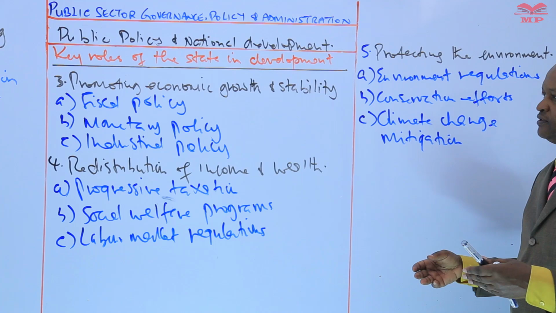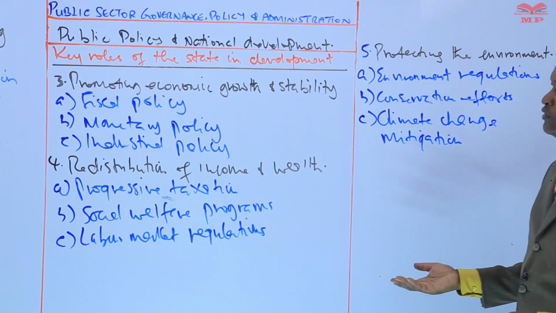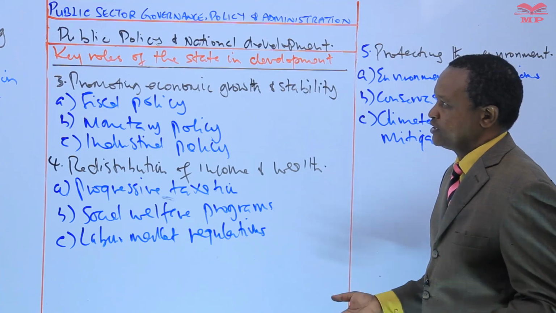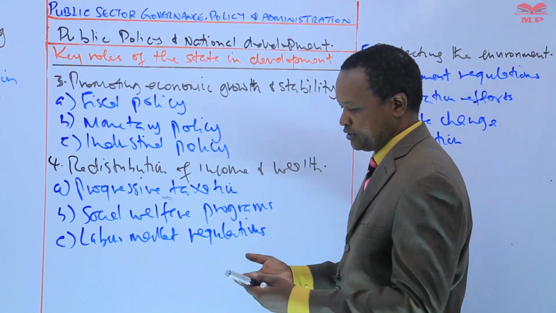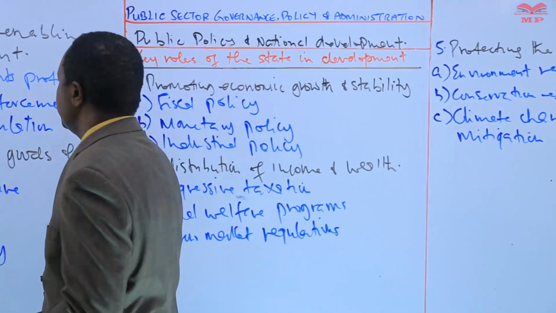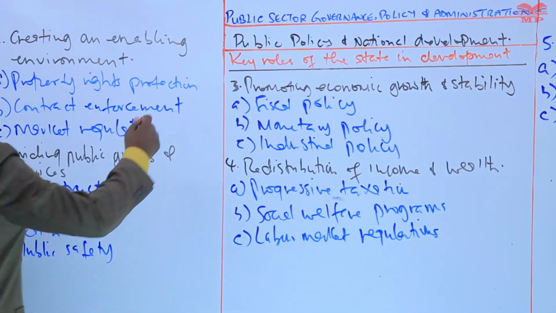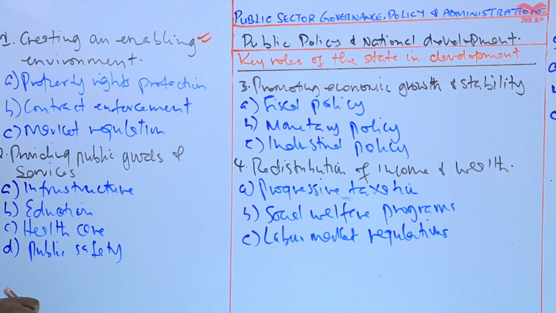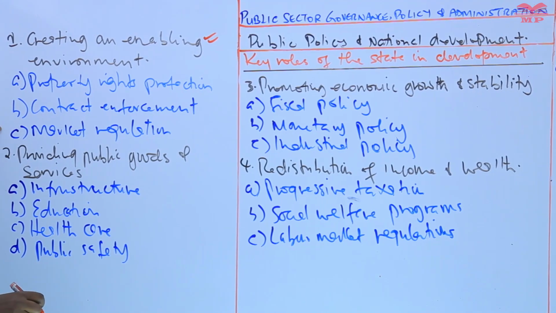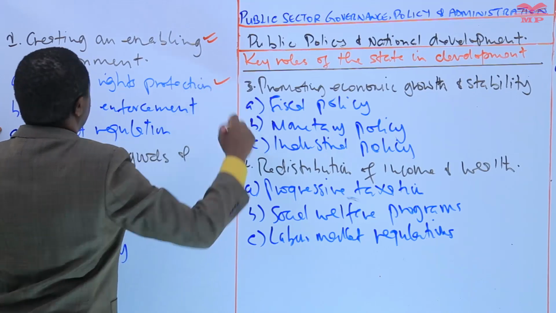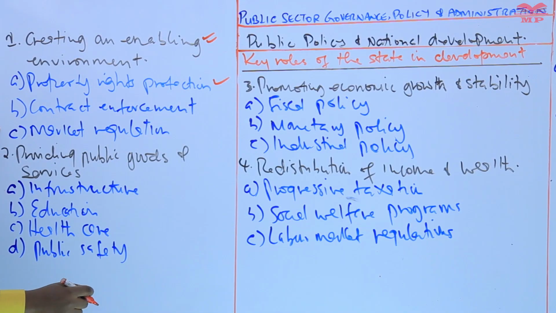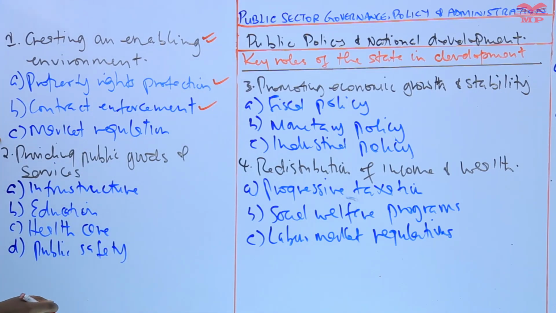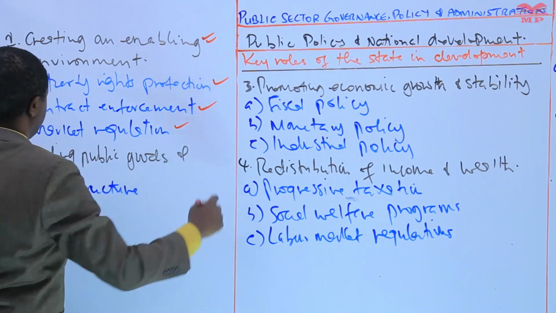So these are the roles of the state in development. We've categorized the roles into 5, beginning with creating an enabling environment. The government has a role to create an enabling environment, and it does that by protecting property rights, 1, enforcing contracts and agreements, 2, through regulation of markets.